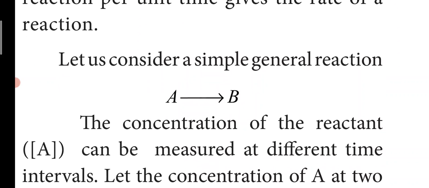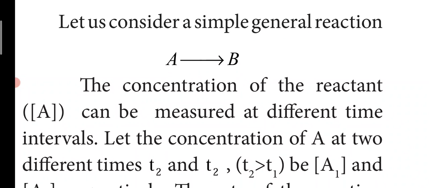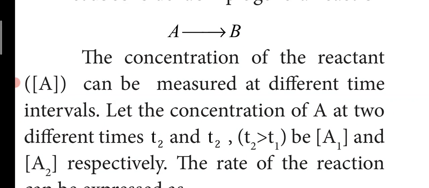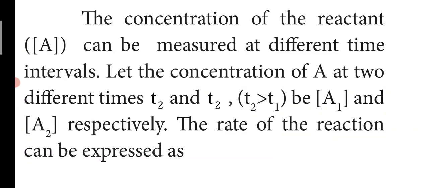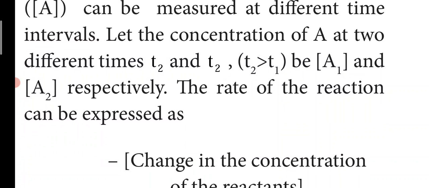Now if you consider a simple general reaction, A gives B, the concentration of the reactant, which should always be given in square brackets, [A], can be measured at different time intervals. Now let the concentration of A at two different times, T1 and T2, be A1 and A2 respectively. It is printed mistakenly there. T2 will always be greater than T1.